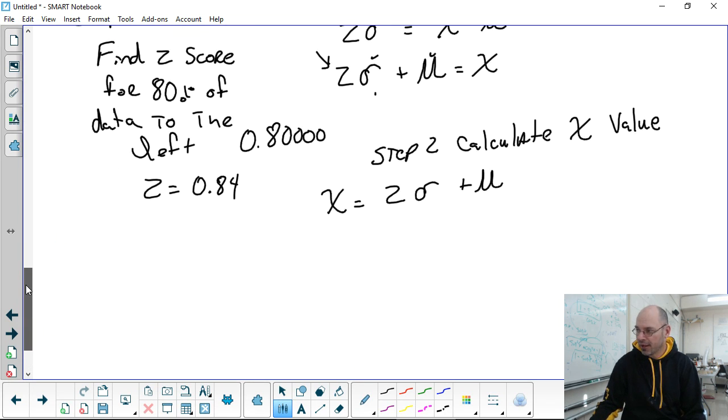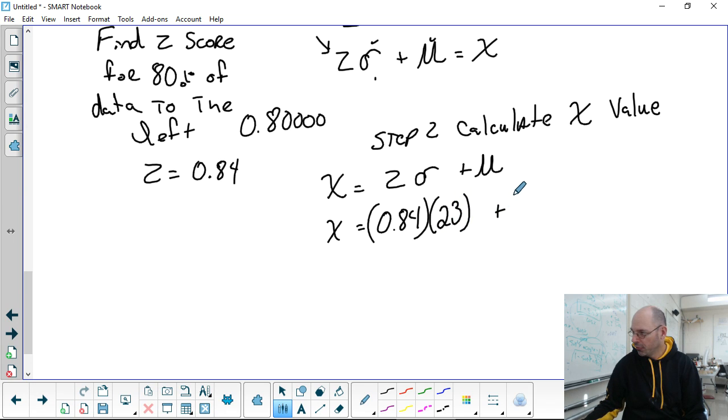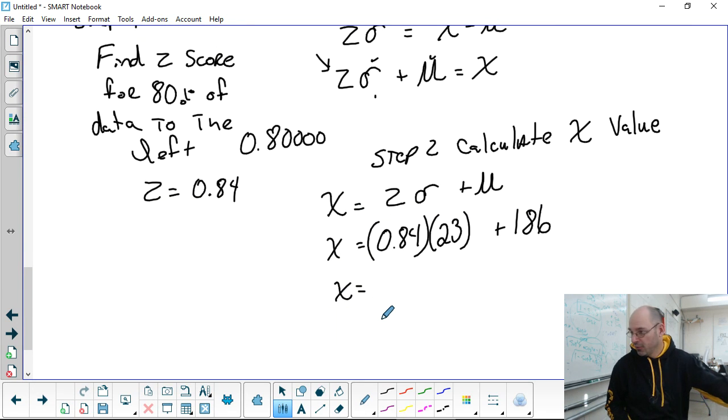Okay, so in our case, we had 186, the z-score that we looked up, 0.84, times standard deviation of 23 plus 186. So the score that you need to beat 80% of the club, or 80% of the people that bowled, just making sure the 23 was right, would be 0.84 times 23 plus 186. So I get 205.3, so we're going to say 205.